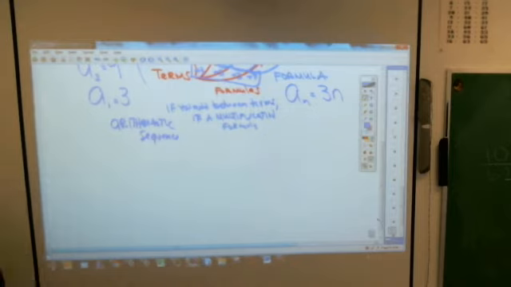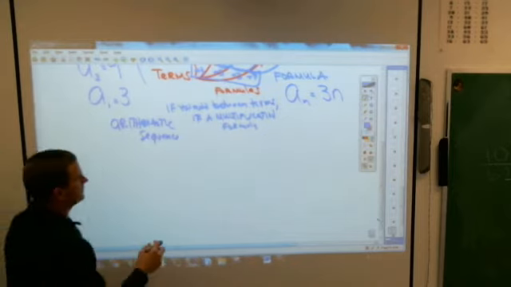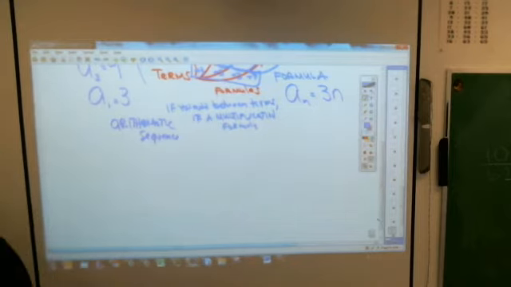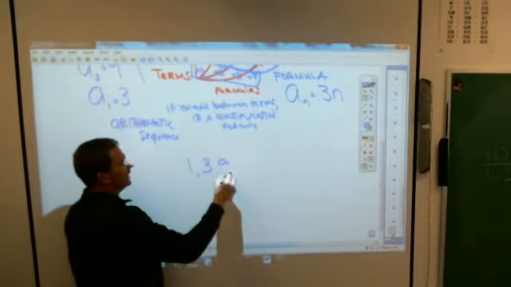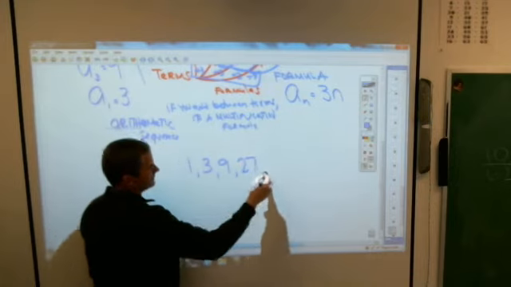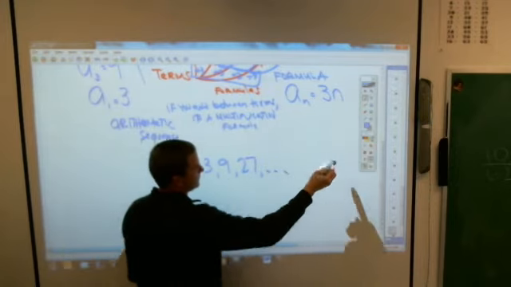Take a look at this one. 3, 6, 9, 12. No, wait, wrong one. 1, 3, 9, 27. Dot, dot, dot.